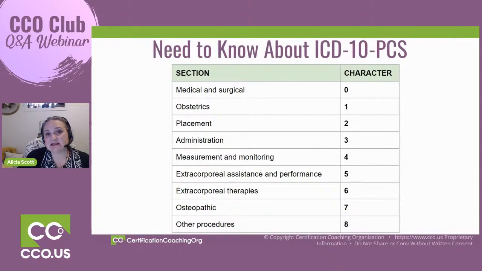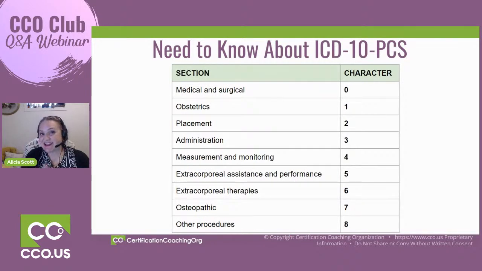ICD-10-CM, the E is the endocrine section. Eyes are, most things to do with ischemia or the heart, right? It does that same thought process with procedures, except for the 0 is medical surgical. Any procedures for obstetrics will start with a 1. If we're doing a placement, it'll be a 2. Administration of something 3, measurement monitoring 4, extracorporeal assistance and performance 5, therapies 6, osteopathic 7, 8 is other procedures.